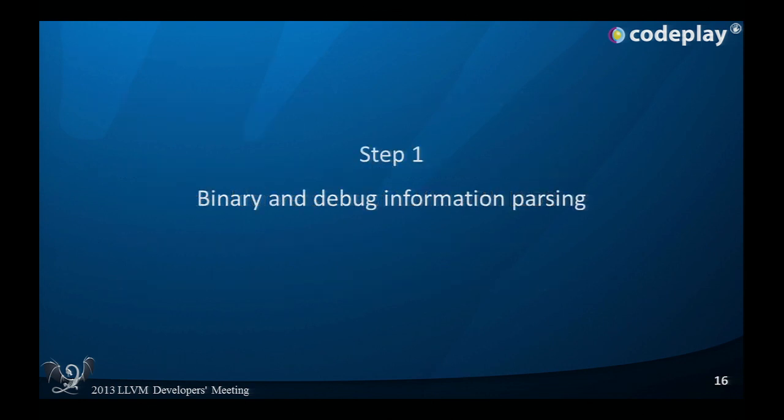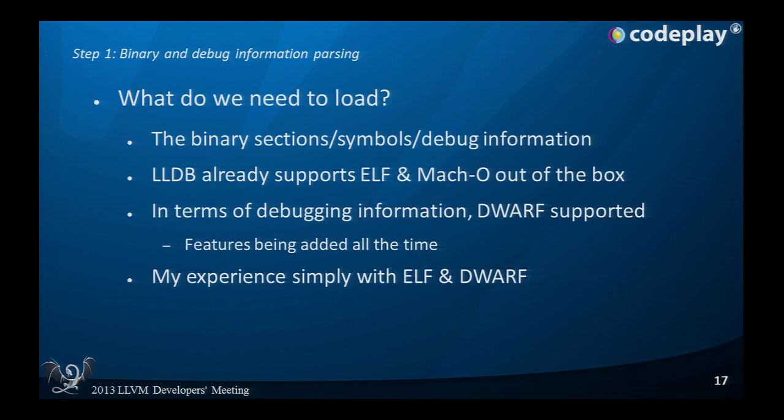So finally into the meat here. Step 1, getting your binary loaded into the debugger. So sections, symbols, and the debugging information. LLDB already supports ELF and Mach-O objects. In terms of debugging information, DWARF is supported, and features are being added all the time if you look at the commits list. My experience personally is only with ELF and DWARF.